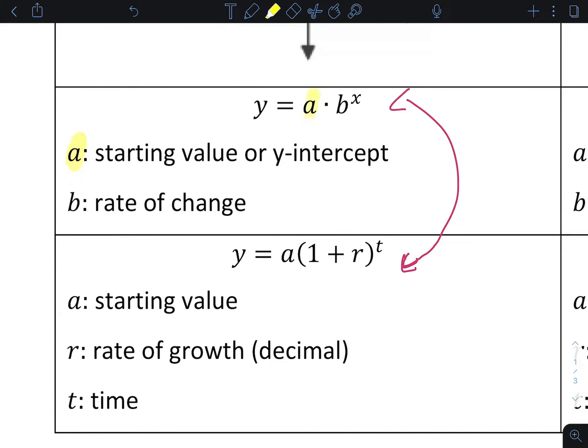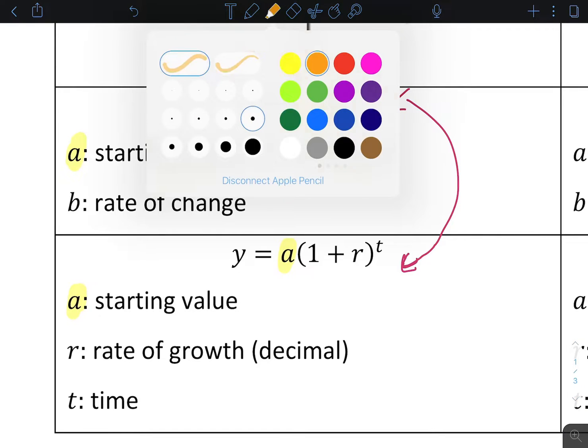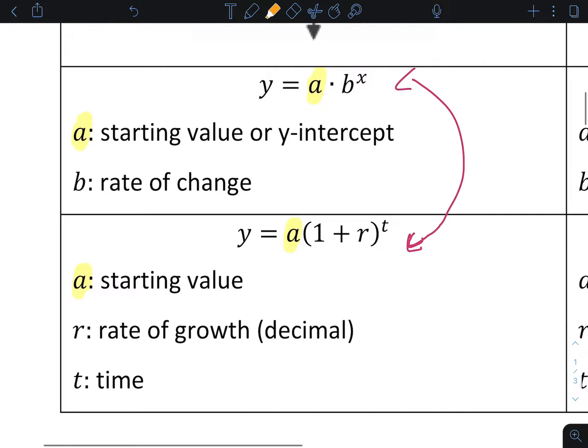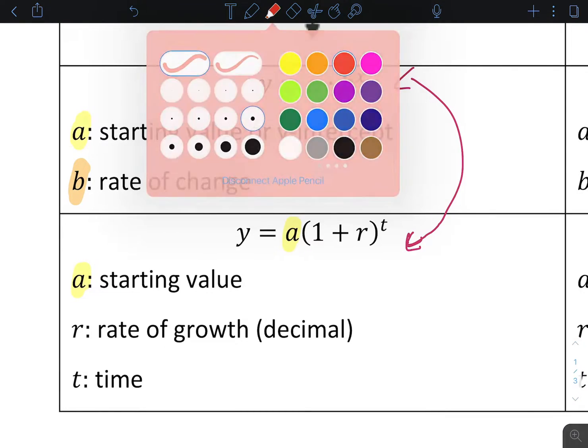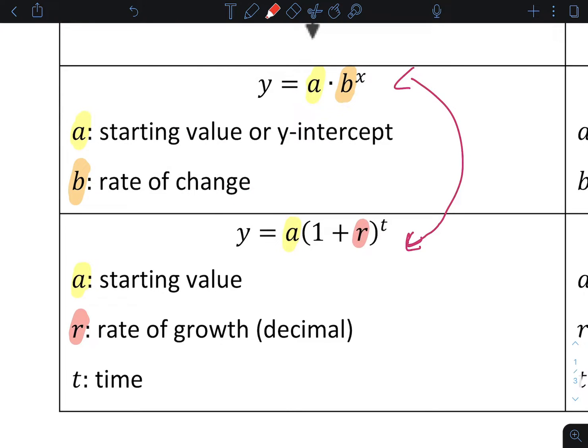Regardless, a is always your starting value, so that's true for both of them. So that is also your y-intercept. b is going to be your rate of change. And then over here, r is our rate of growth. For both of these, our rate of change or our rate of growth, we need it in a decimal.